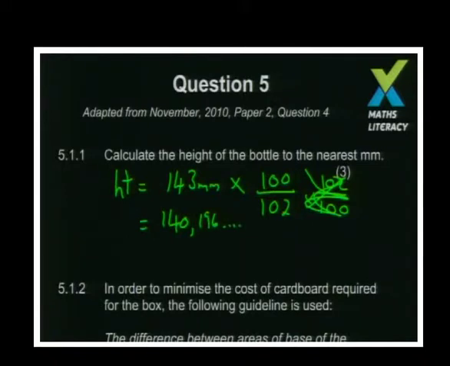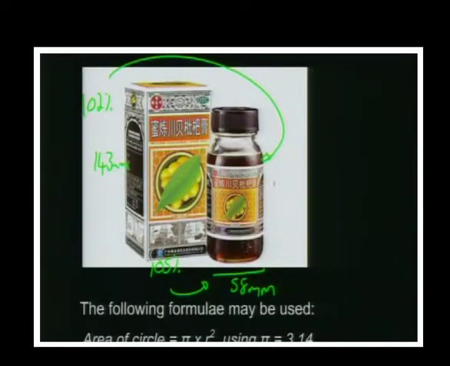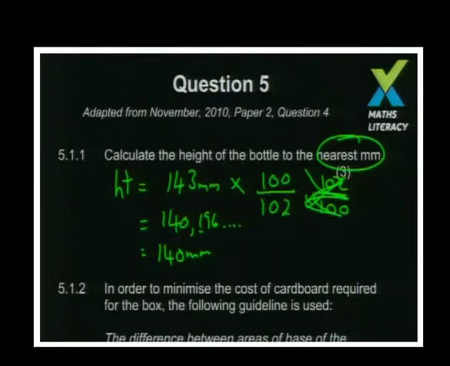But the question says to the nearest millimeter. So I got 140 or 141. What am I going to choose? Well, the 0.1 means it's closer to 140 millimeters. So I've now worked out the height of my bottle. If I go back to the diagram, the height of this bottle is actually 140 millimeters. Happy? Easy. And please take note as well that this question was for 3 marks.